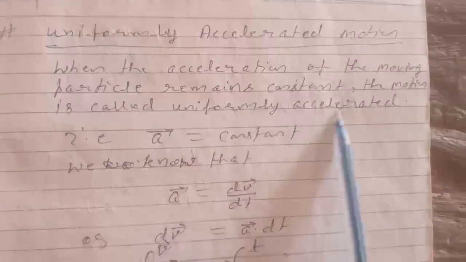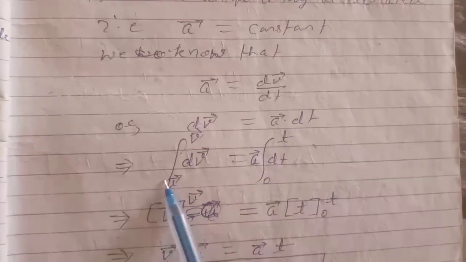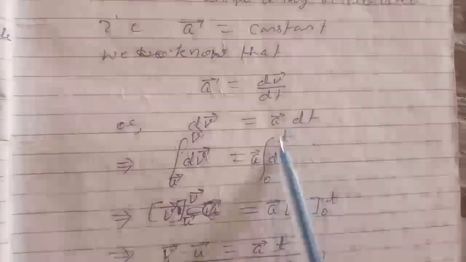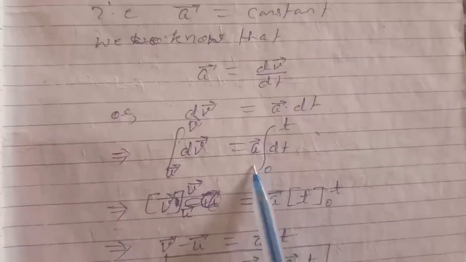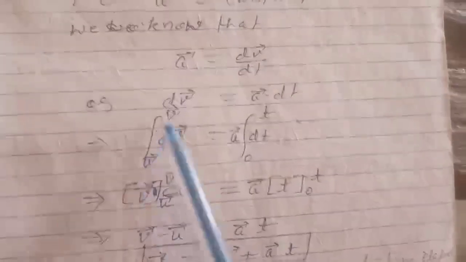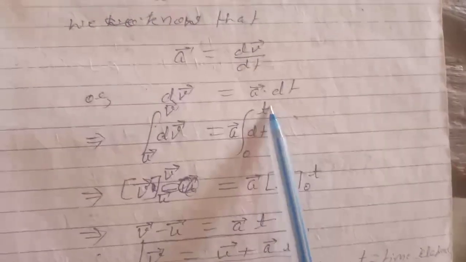Uniformly accelerated motion. When the acceleration of the moving particle remains constant, the motion is called uniformly accelerated. That is, a vector equals a constant. We know that a equals dv by dt, or dv equals a vector dot dt. This implies integration of dv from u vector to v equals a times integration of dt from 0 to t, because a is constant, so it comes out of the integration. It is assumed that the initial velocity is u and the final velocity is v. At t equals 0, velocity is u, and at t equals t, velocity is v.